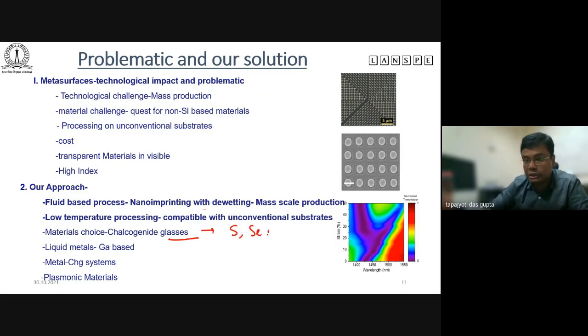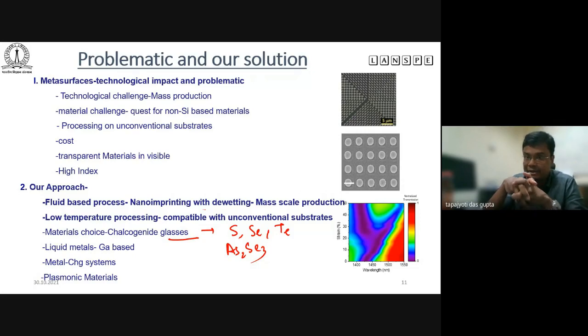They are called chalcogens: sulfur, selenium, tellurium. All these materials are called chalcogens. And when they alloy with their neighboring groups, like arsenic with selenium, it forms arsenic triselenide. Similarly, arsenic sulfide, germanium antimony telluride, all these are used, and they are called chalcogenides.